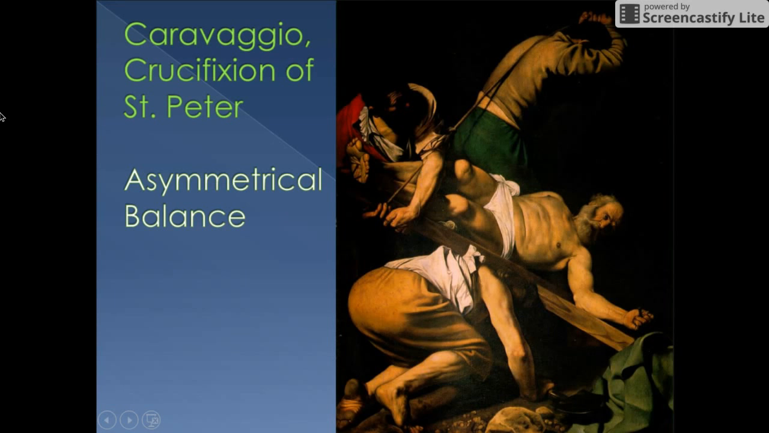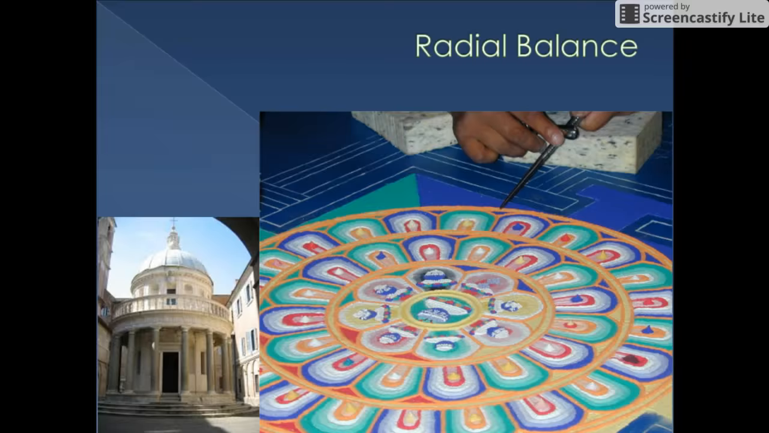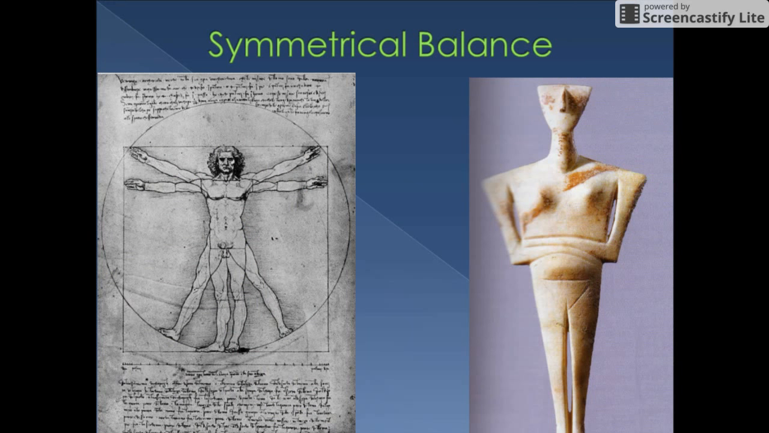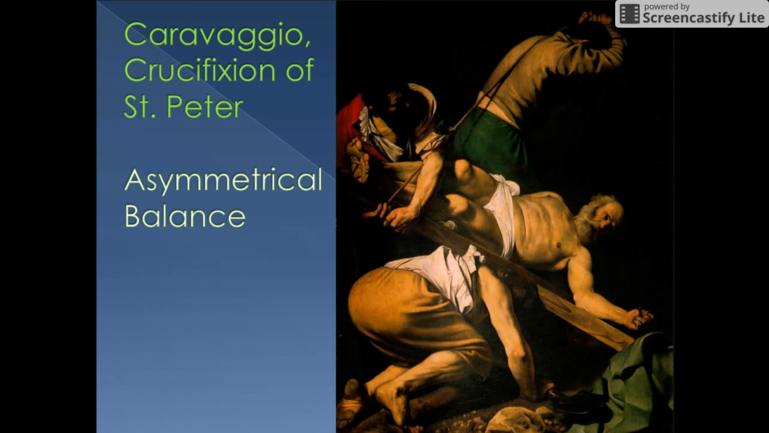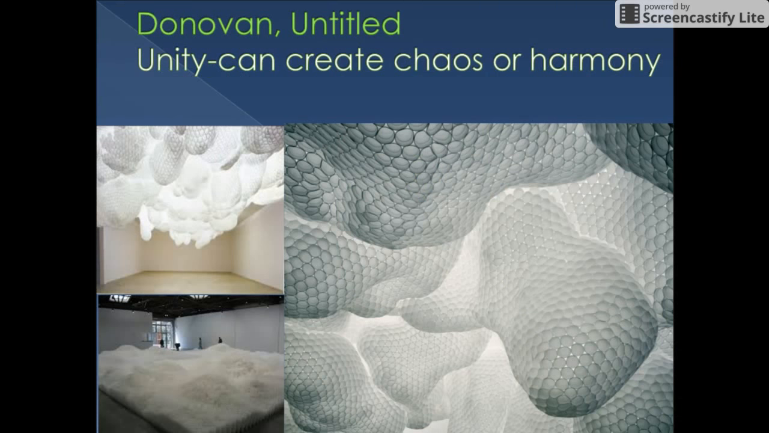And asymmetrical balance, why artists use it is because instead of the stillness of this, these are very still, quiet images. You get movement, you get dynamism here. So it injects energy right into your composition. So why use asymmetrical balance? Mostly to inject energy right into your composition.